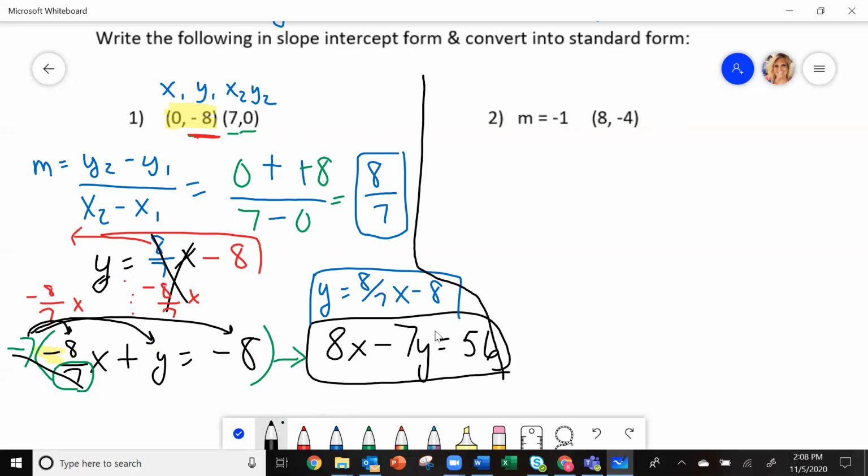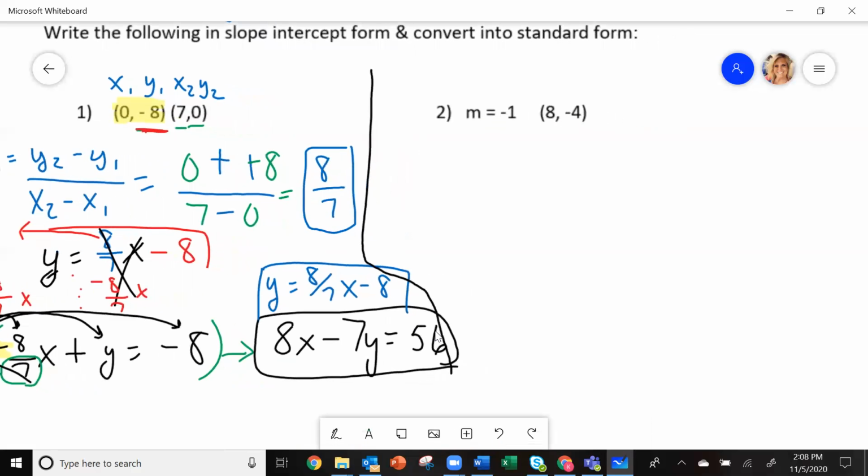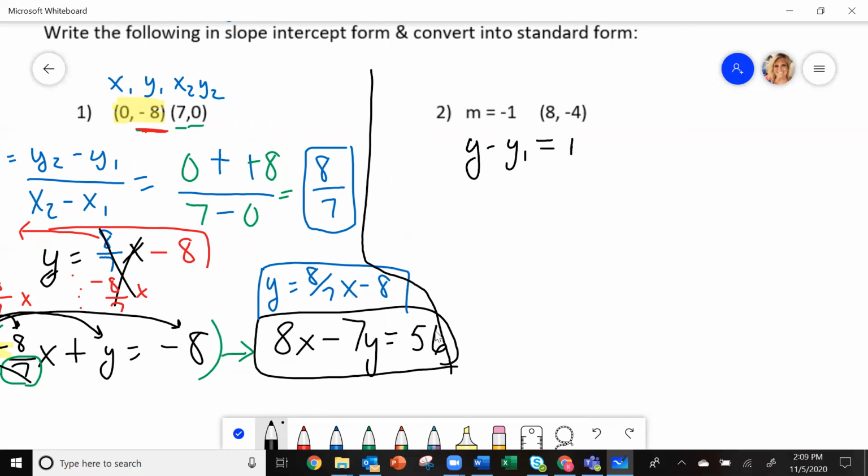Now, you can go back and pause and try to do number 2. I'm going to go over that now. This one, I'm going to put it into point-slope form first, because it gave me a point and a slope. So my slope goes here at -1. And I'll erase those x1 and y1. The x1 is 8. The y1 is -4.